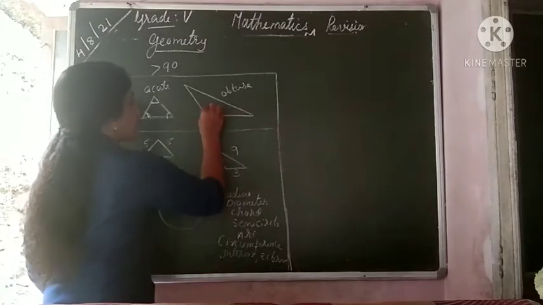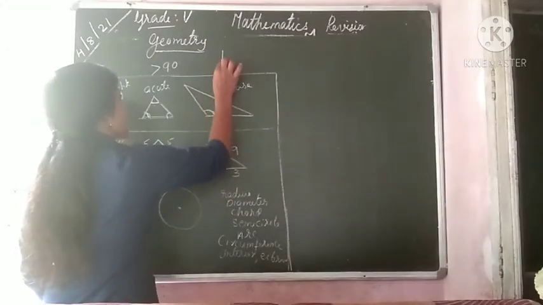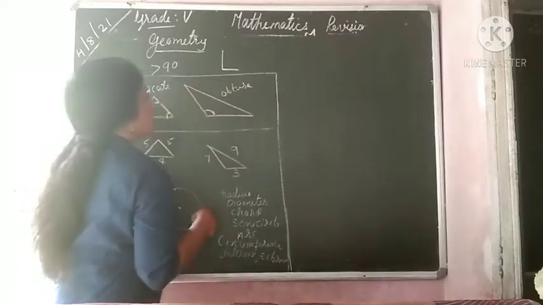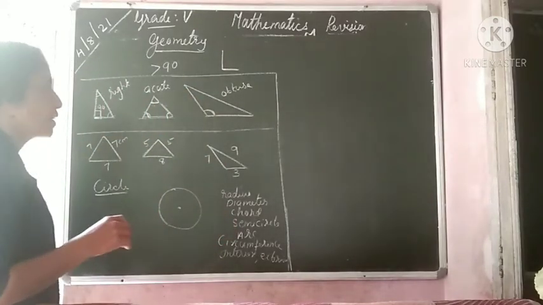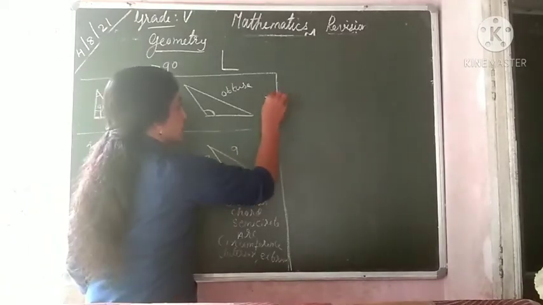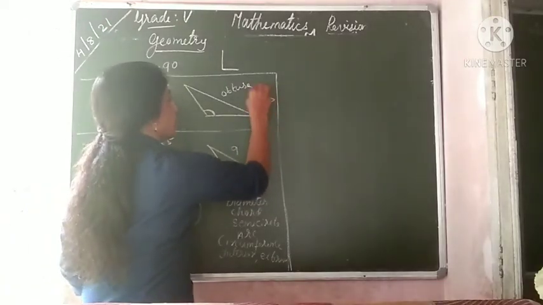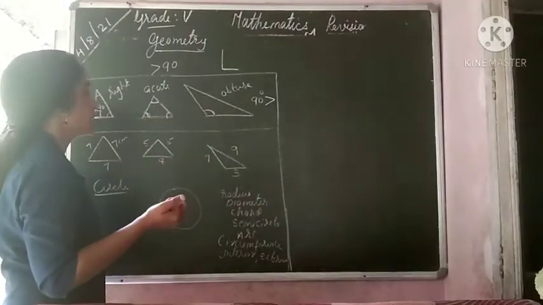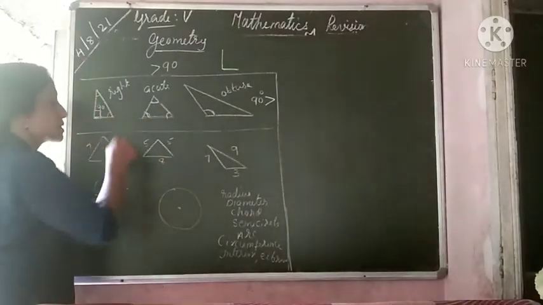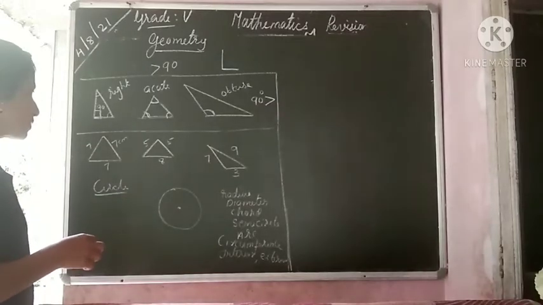Now here one angle is more than 90. This is 90, straight. It is more than 90. That is called an obtuse triangle. One angle is greater than 90, that is called obtuse. All 3 angles less than 90 is called acute. One angle of 90 is called right.